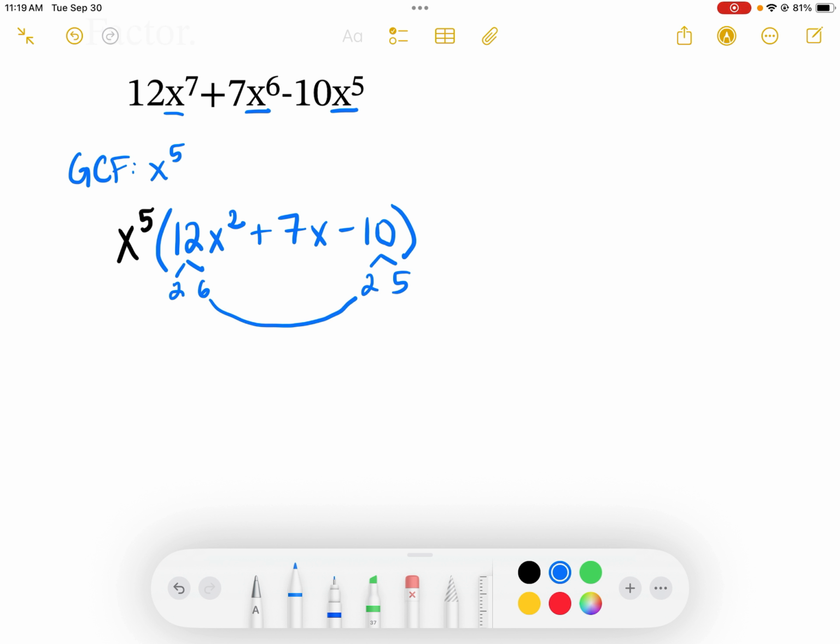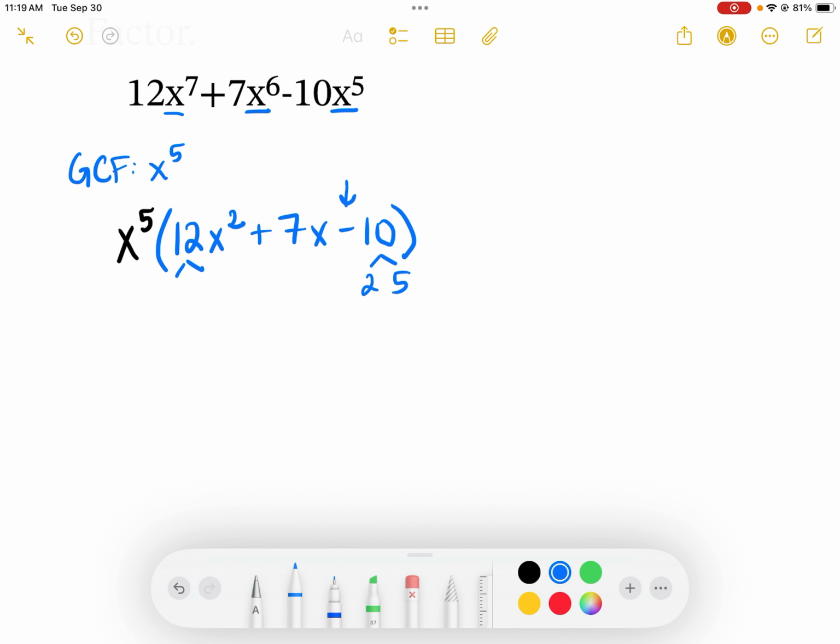So for instance, 6 times 2 is 12. 2 times 5 is 10. If I subtract those, because we're going to be subtracting, that does not give me 7. So I'll try another pairing. So instead of 6 and 2, I'll do 6 and 5. That gives me 30. And then 2 and 2 gives me 4. Those likewise do not subtract to 7.